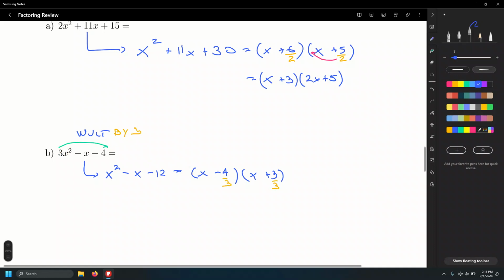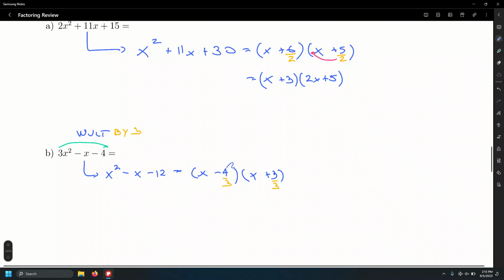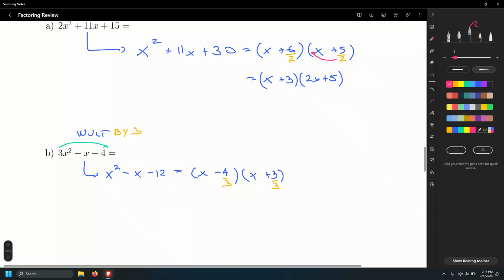Okay, the question here is, does 4 over 3 go evenly? Okay, so that 3 becomes the coefficient of x. What about 3 over 3? Does that go evenly? Okay, that works. So this will become 3x minus 4 times x plus 3 over 3, which is x plus 1. All right?